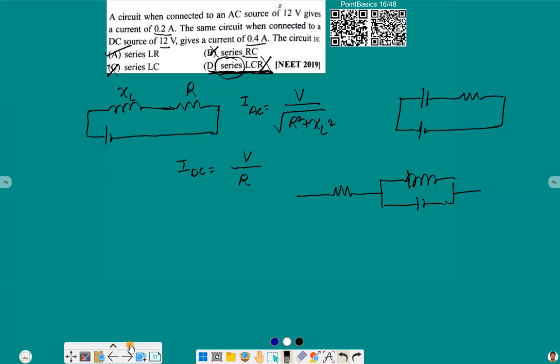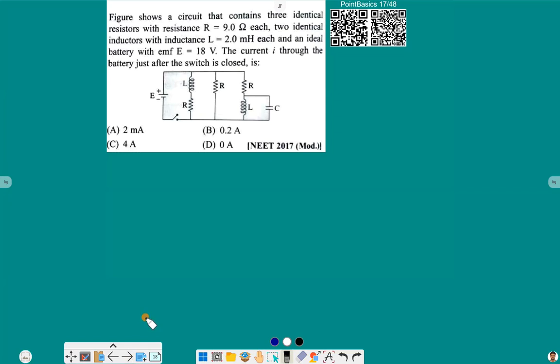Let us move to the next one. Figure shows a circuit that contains three identical resistors R, each of 9 ohm, two identical inductors, each of L 2 millihenry, and an ideal battery of 18 volts. Find the current I through the battery just after switch S is closed.